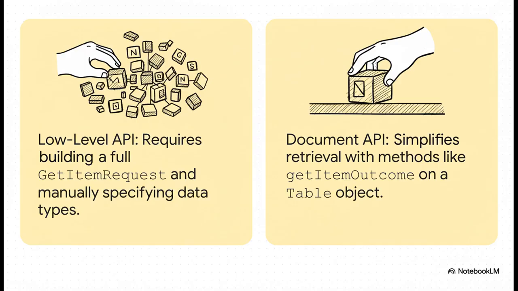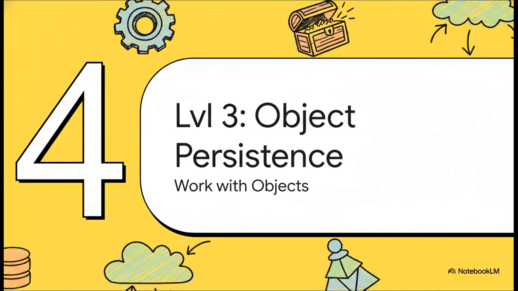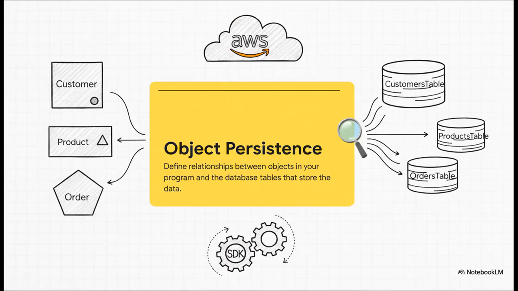It's a huge improvement. Okay, so if the document model was about reducing boilerplate, level 3 is about pretty much eliminating it. This is the object persistence model, the highest level of abstraction. And for a lot of application developers, this is the holy grail. It lets you stop thinking about database tables and just work directly with your application's own objects. This model is what really solves that impedance mismatch problem we talked about at the beginning.